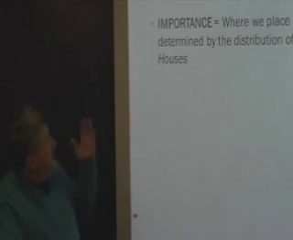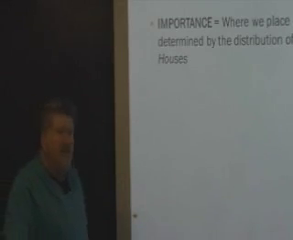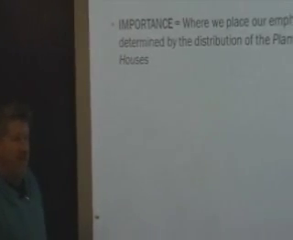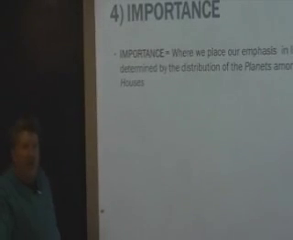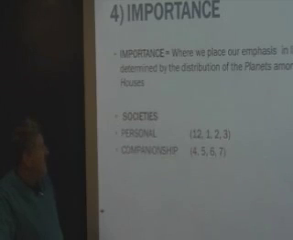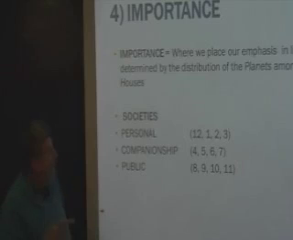So the next thing we want to know is what's important to the individual. Where is that person placing their emphasis? That is determined by where the planets are distributed among the houses. We have what are called societies, which are the personal houses, companionship houses, and public houses. Personal houses are houses 12, 1, 2, and 3. The 12th houses are subconscious. The first houses are physical body. The second houses are wealth. And the third houses are private thoughts.